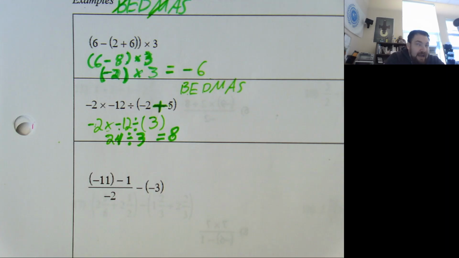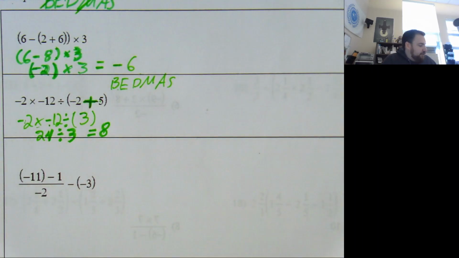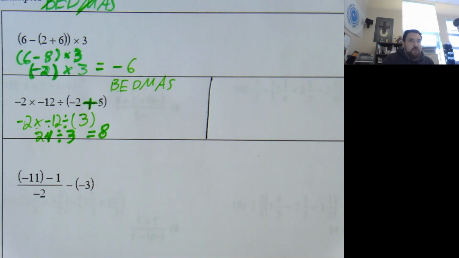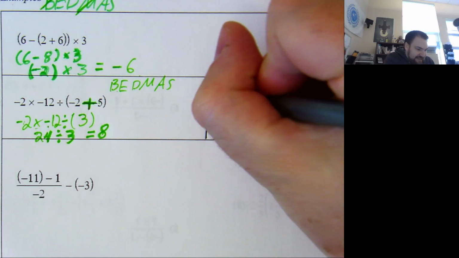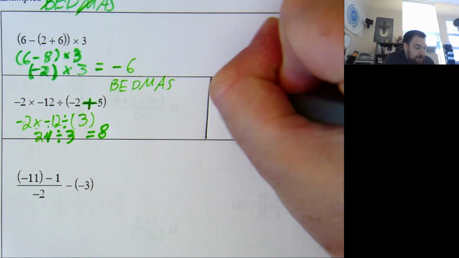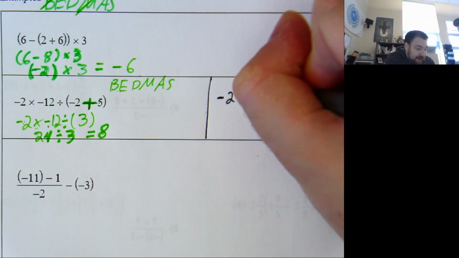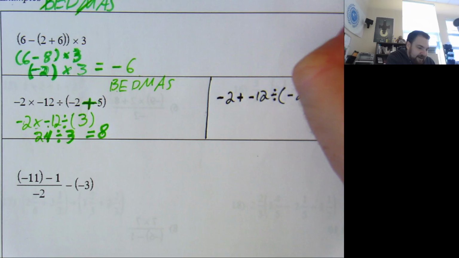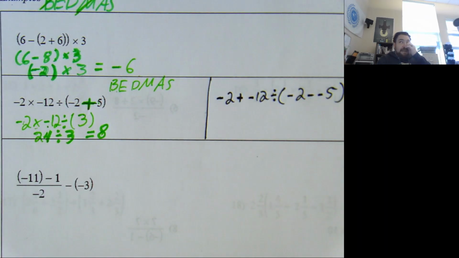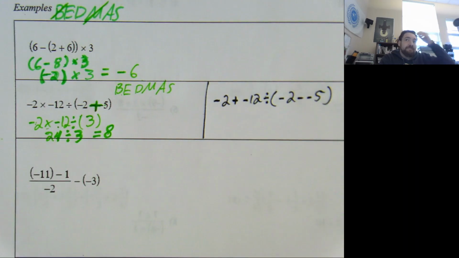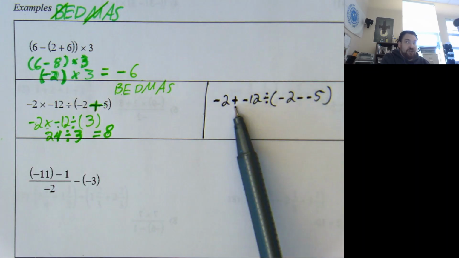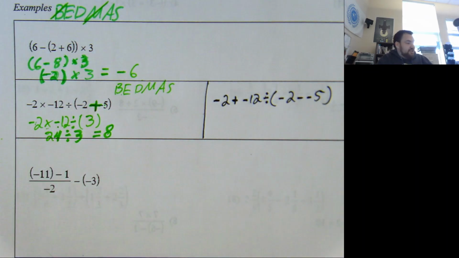Cool. I want you to draw a line here. I'm going to change this question ever so slightly and do it again. Draw a line right there. We're going to tweak the question. Instead, this time I have negative 2 plus negative 12 divided by bracket negative 2 minus negative 5. It's almost the same question. I just changed one sign. I changed the multiplication to addition.